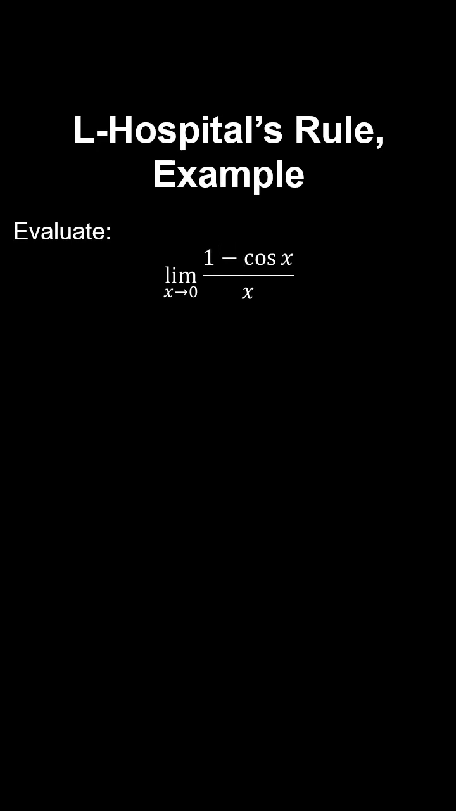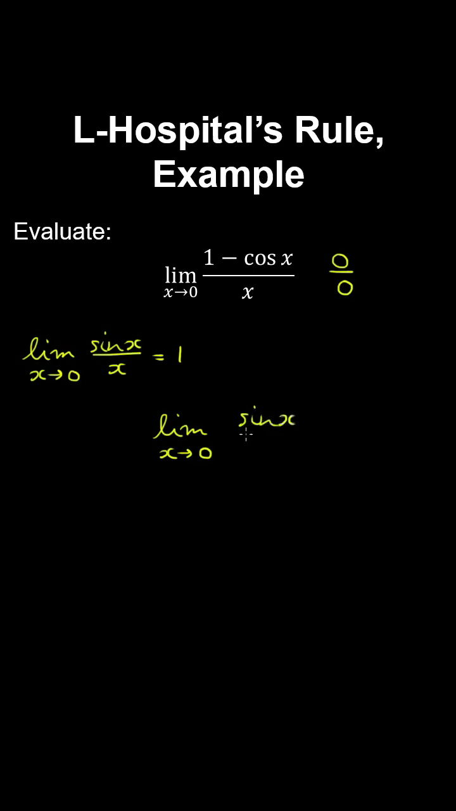We've also evaluated this standard limit previously by using some algebra and using this standard limit. But now let's evaluate the limit using L'Hopital's rule. So if we substitute 0 for x, we get an indeterminate form of 0 on 0. So therefore we can take the limit of the ratio of the derivatives. So in the numerator we get minus sine x, and in the denominator we get 1. So therefore the limit evaluates to 0, which is the same as our previous result.